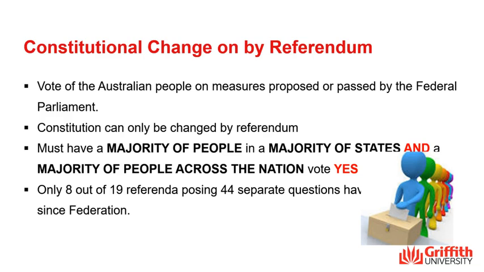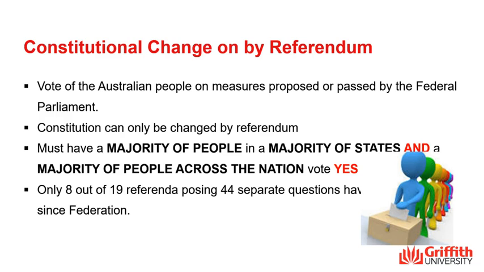In a referendum, the Parliament asks each Australian on the electoral roll to vote. If a majority of people in a majority of states and a majority of people across the nation as a whole vote yes, called a double majority, then the proposal to amend the Constitution is agreed to. Otherwise, the Constitution remains unchanged.